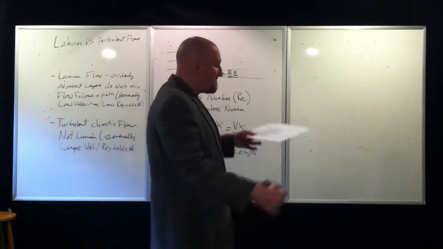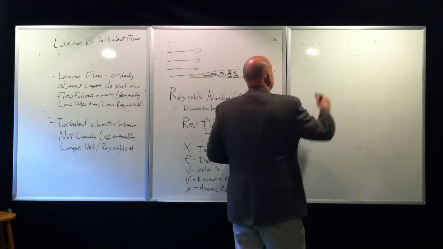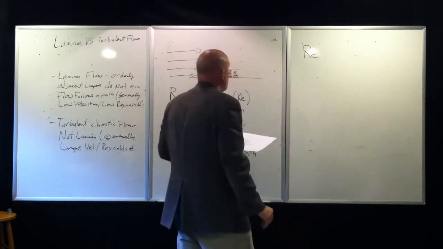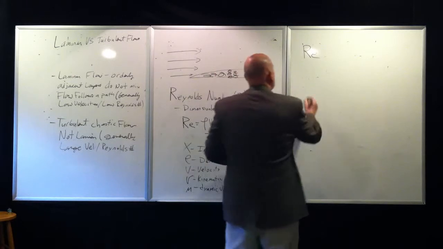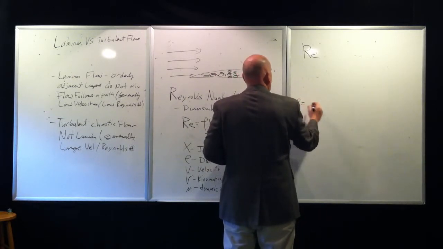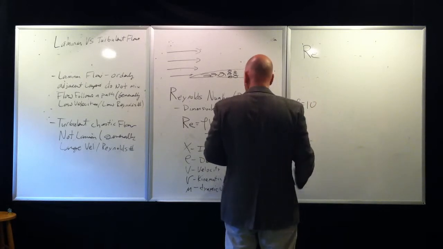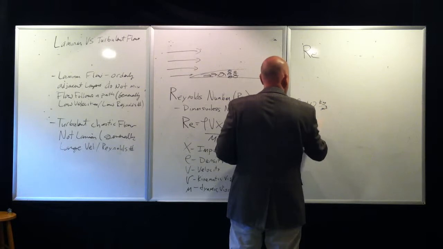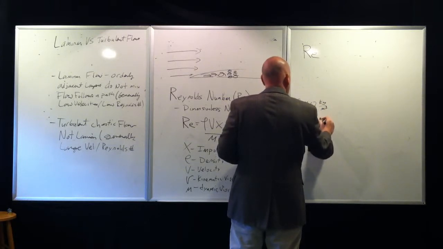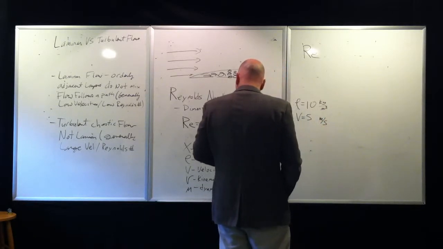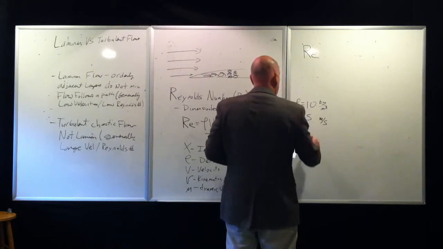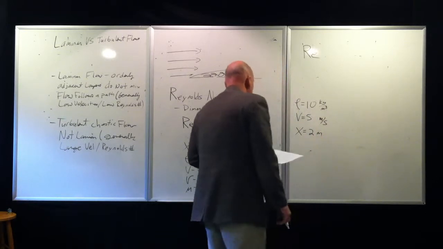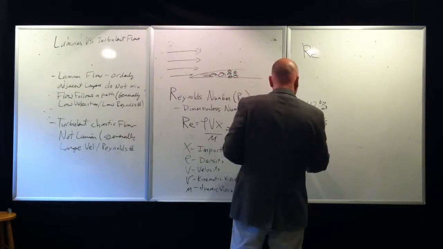Okay, so let's go through a calculation. So let's calculate a Reynolds number. So let's give a density of 10, a velocity of 5, we'll do this as kilogram per meter cubed, velocity of 5 meters per second. We'll have a unit of length of x equal to 2 meters. And let's come up with a viscosity of 2.5.